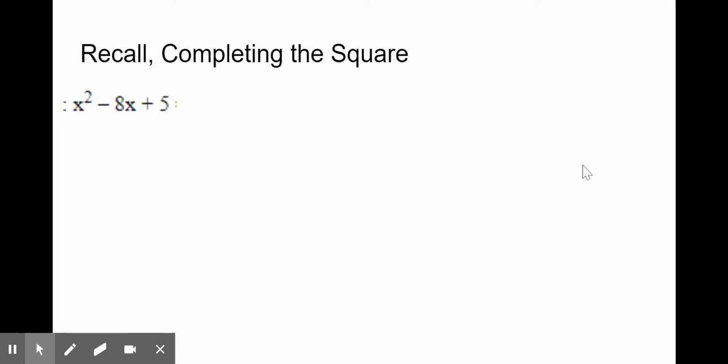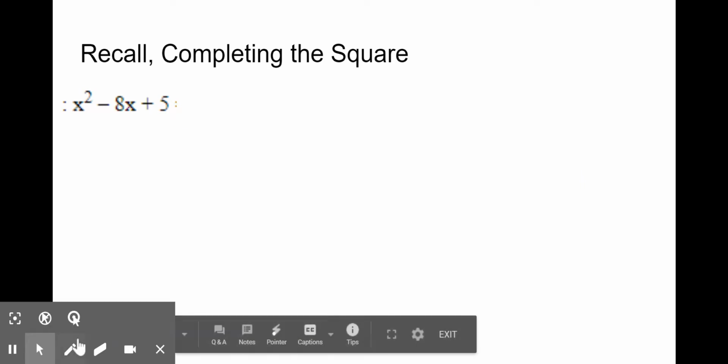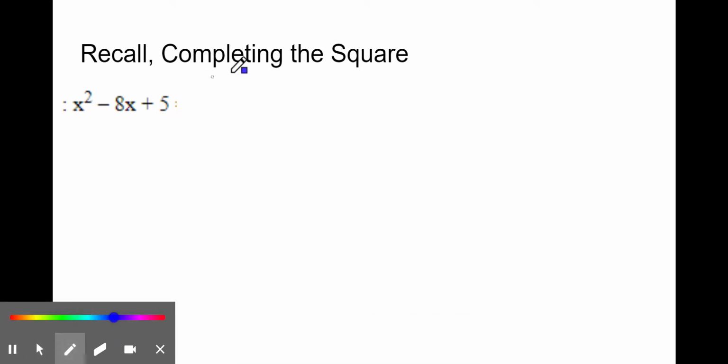Today we are going to integrate using everyone's favorite thing from Algebra 1, completing the square! Okay, so let's get started by remembering how we complete the square.